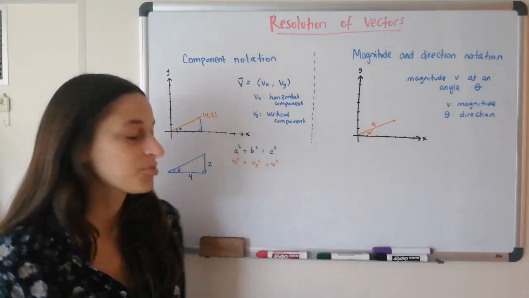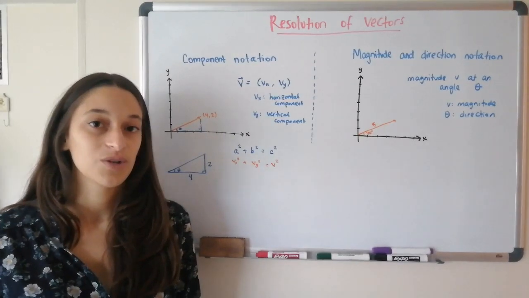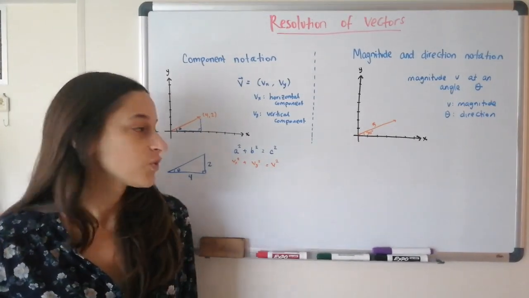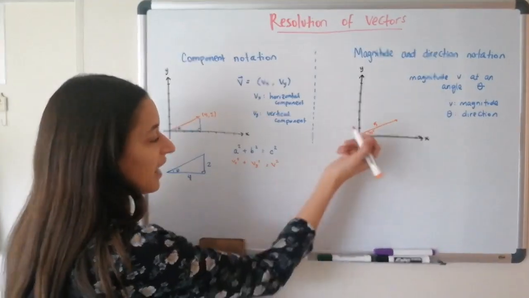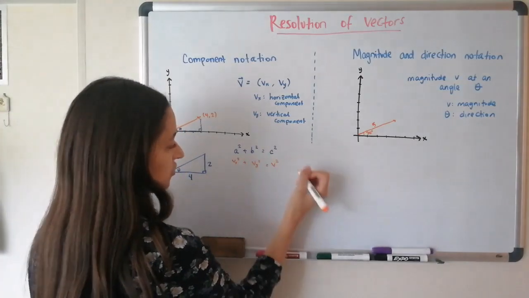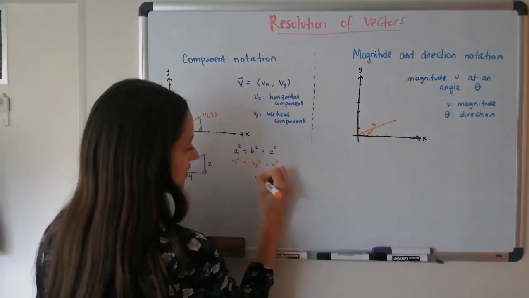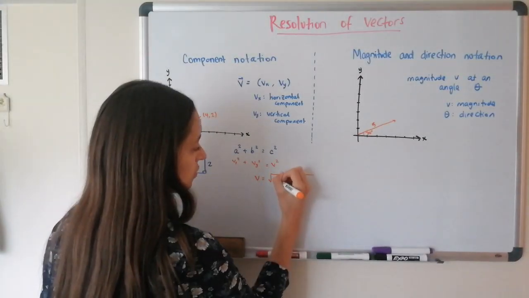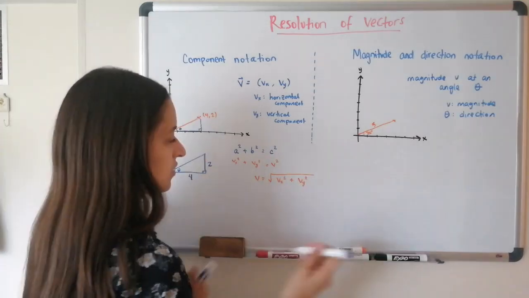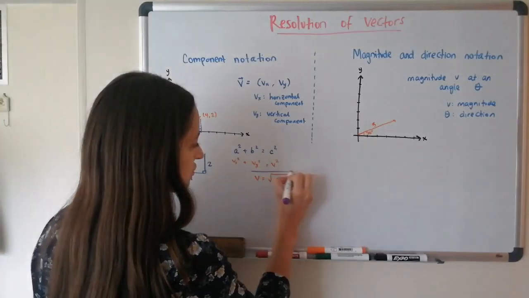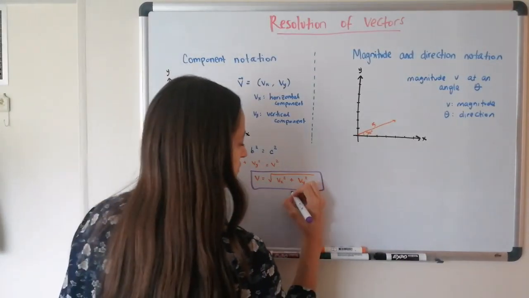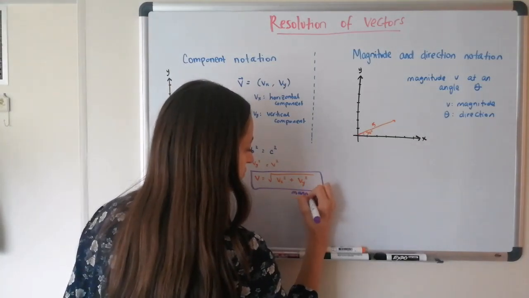So instead of a squared, we can put vx squared, and instead of b squared, we can put vy squared. So basically we end up with vx squared plus vy squared equals v squared, where v is the magnitude and these are the components. So if we wanted to solve for v, the magnitude, we would just have to take the square root on the other side. So basically v is equal to the square root of vx squared plus vy squared. So this is one of our answers. This is how we're going to calculate the magnitude of the vector. So this gives us magnitude.